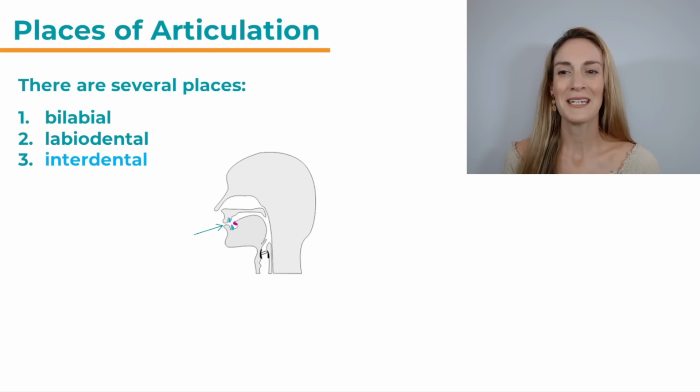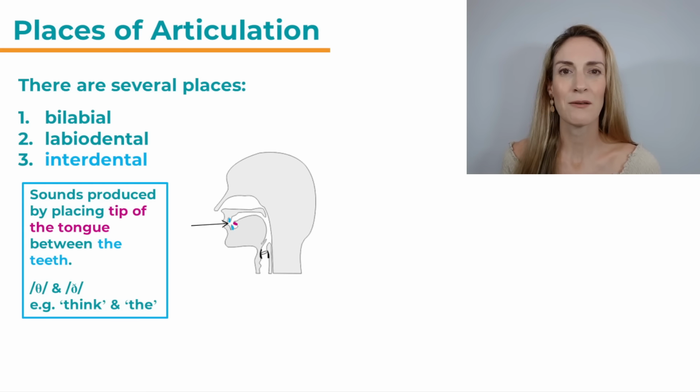Number 3, interdental, sometimes also just called dental. So here, both sets of teeth, upper and lower, are involved. Again, have a look at the diagram. You can see those highlighted in blue, and the tip of the tongue again. So here, the sounds are produced by placing the tip of the tongue between the teeth. So that means the upper and lower set of teeth. And we do this for the two TH sounds in English.